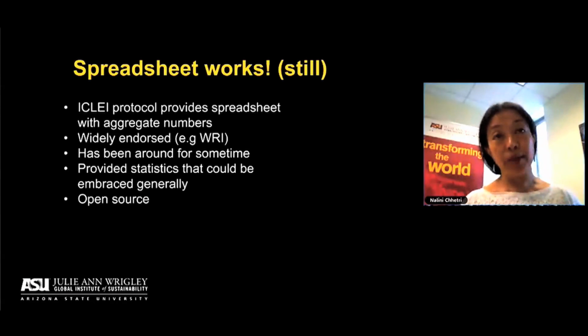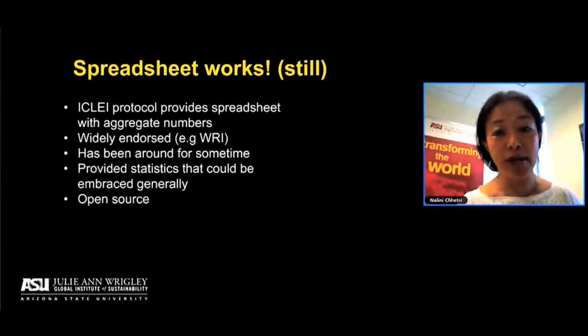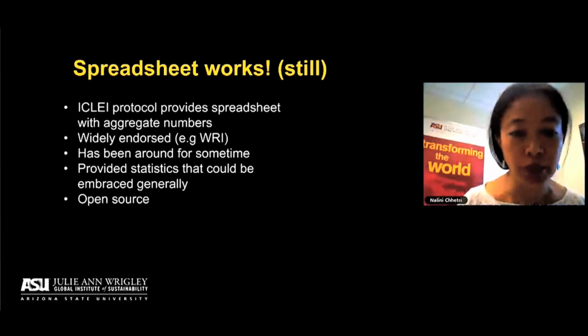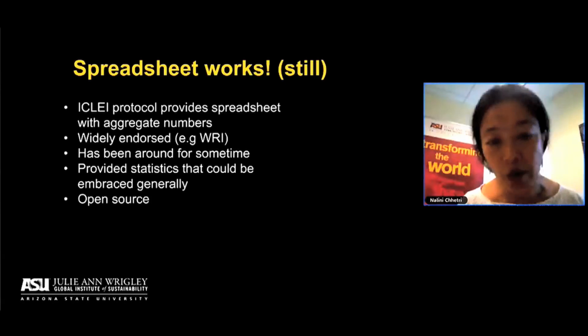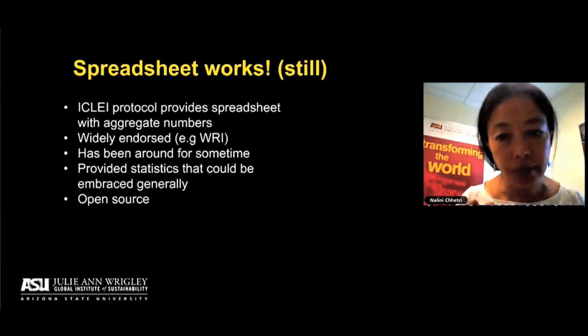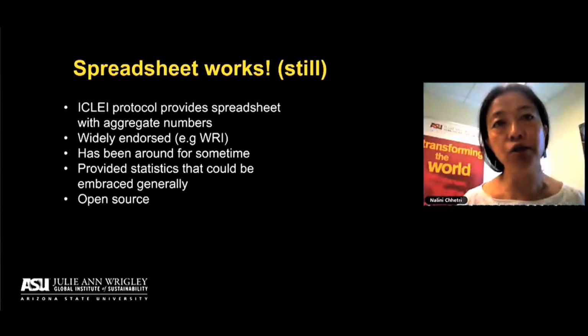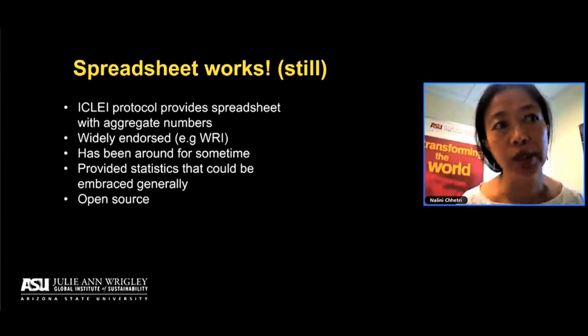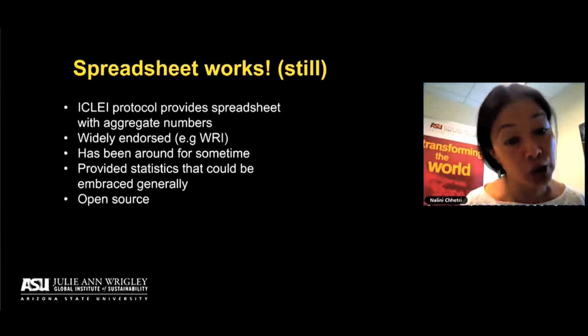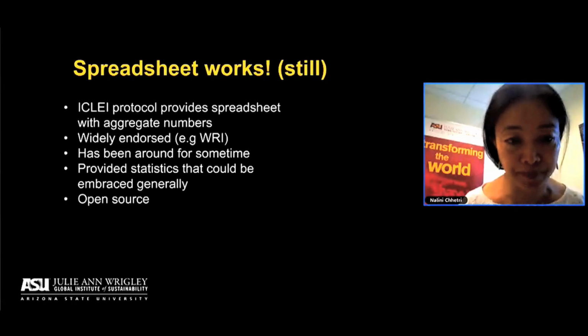So they came back to it and said, forget about all that. Why can't we still do the ICLEI model? It's just numbers, it's a spreadsheet, it's aggregate numbers. We're happy with it. A lot of people do it. It's widely endorsed. The World Resources Institute does it. It's been around for some time. It provides statistics that we are familiar with. It's open source. We don't have to pay a whole lot of money for it, and things like that. So there is this need to hold on to something that's familiar, something that they're comfortable with, something that they can deal with, rather than working with new tools that are coming down the pipeline for them.